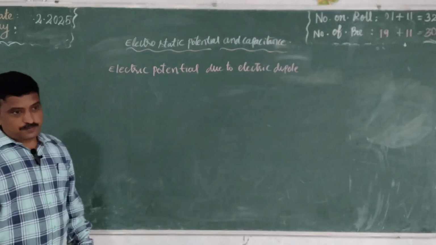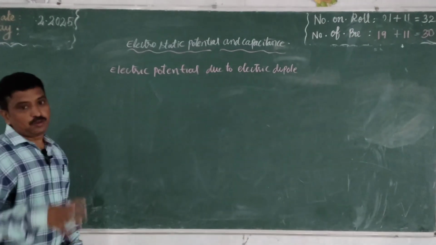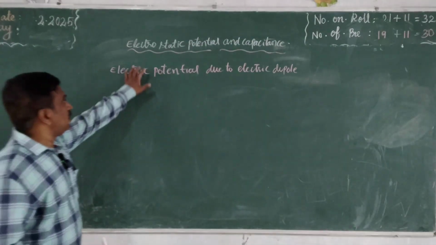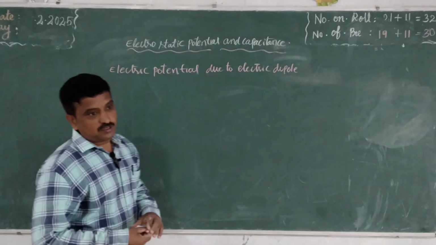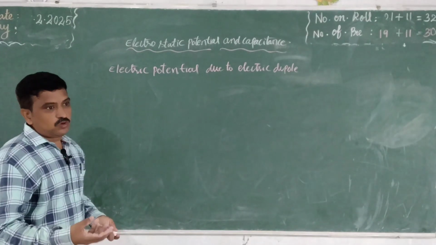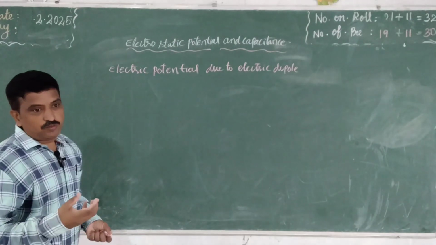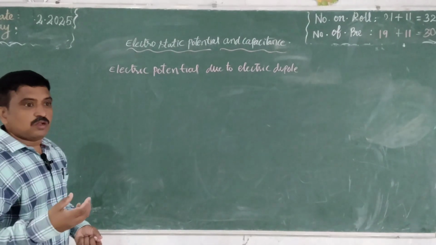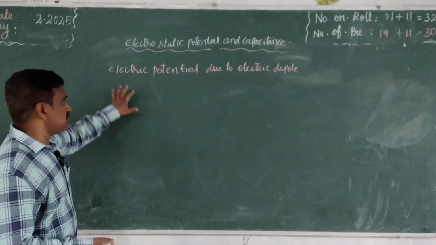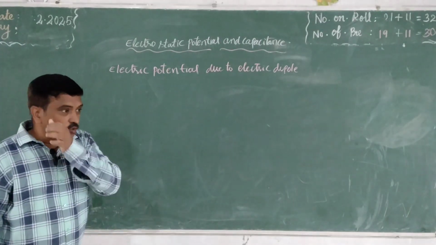Today we discuss electric potential due to electric dipole. 12th standard, second lesson. What is the lesson name? Electrostatic potential and capacitance. Before this, we discussed what is electric potential, and the electric potential due to a uniformly charged ring and a uniformly charged linear rod. In this video we discuss electric potential due to electric dipole.